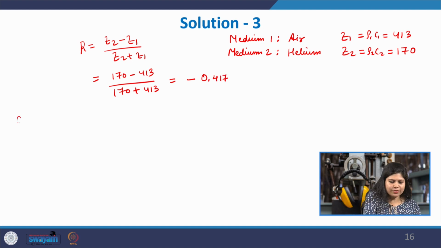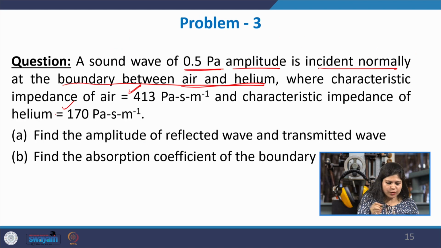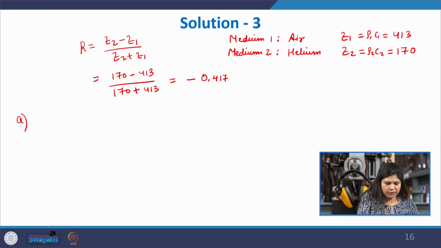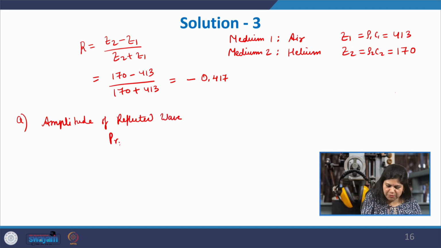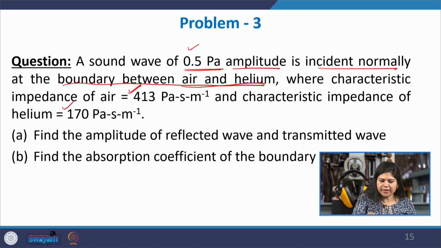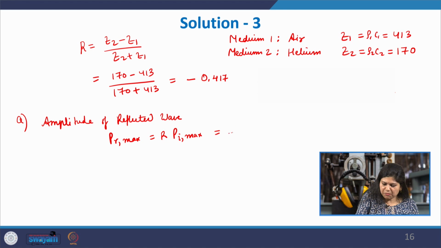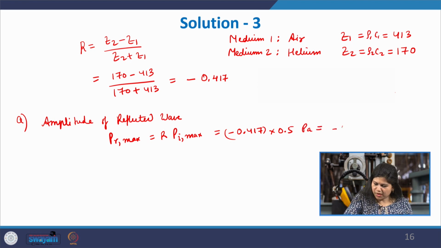Okay. So, let us solve for the first one. You have to find the amplitude of the reflected wave and the transmitted wave. So, the amplitude of the reflected wave: use the relationship of R, which is PR max equals R times PI max, and we are given PI max, which is 0.5. So, it is minus 0.417 multiplied by 0.5 pascals. This comes out to be minus 0.2084 pascals.